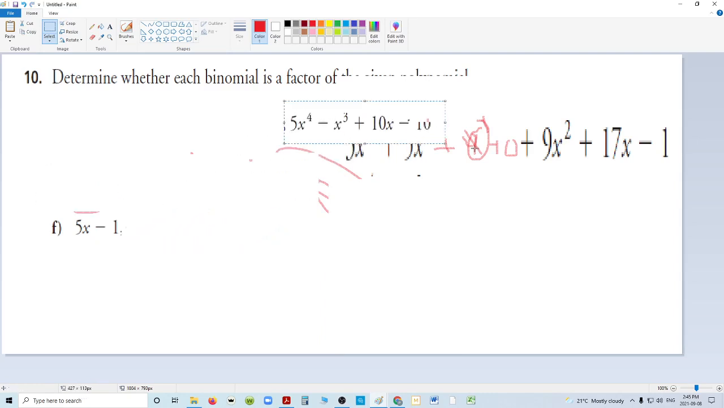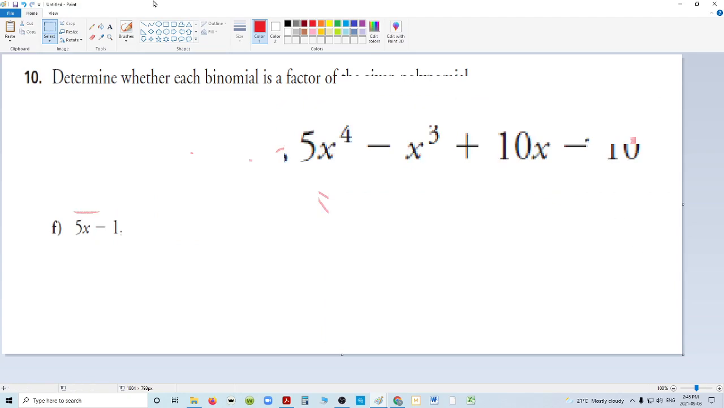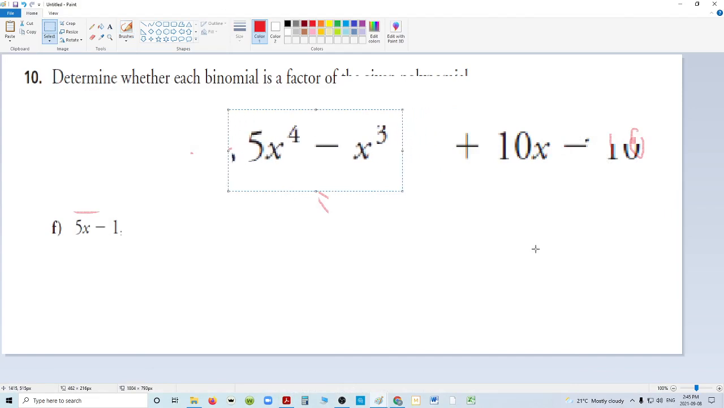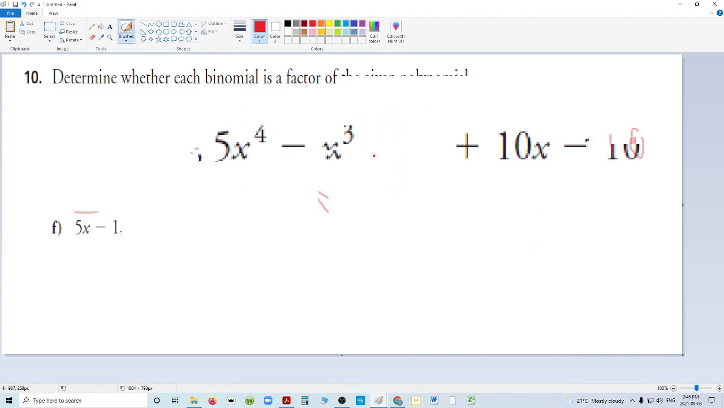Notice there's some terms missing. That last number looks to be minus 10, by the way. I'll make sure so we don't waste everybody's time. It is indeed minus 10. We're missing the x squared, so I'm just going to put in a 0 here, plus 0. And the numbers are 5, minus 1, 0, 10, and minus 10.